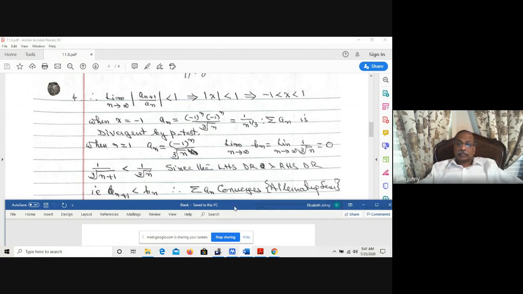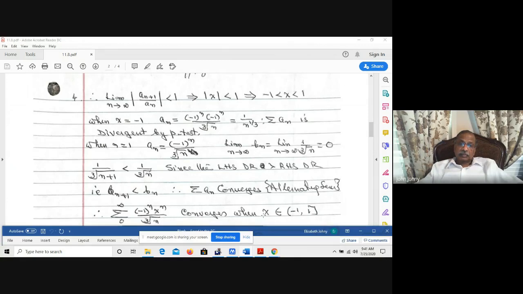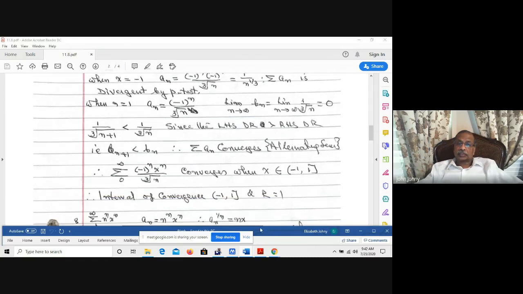Therefore, by the alternating series theorem for convergence, sigma an converges. Therefore, for x equal to 1, it converges. Therefore, this given series converges when x is an element of -1 to 1, excluding -1 and including +1. And that is the interval of convergence. And the radius of convergence is 1/2 of that length, which is 1.